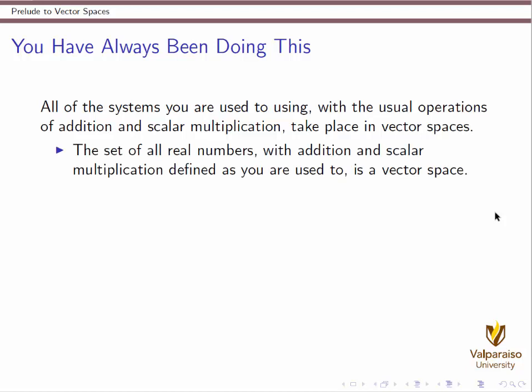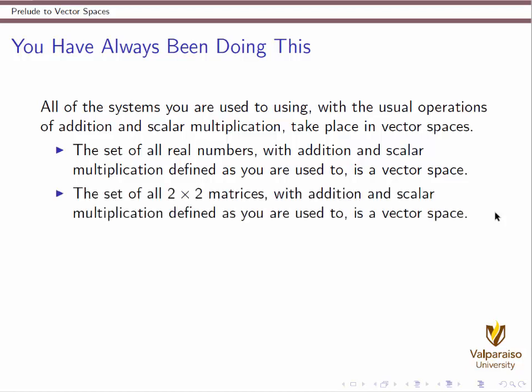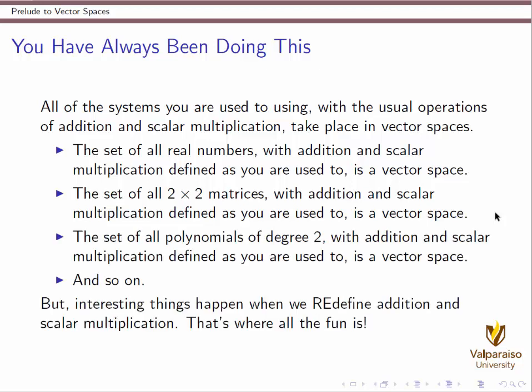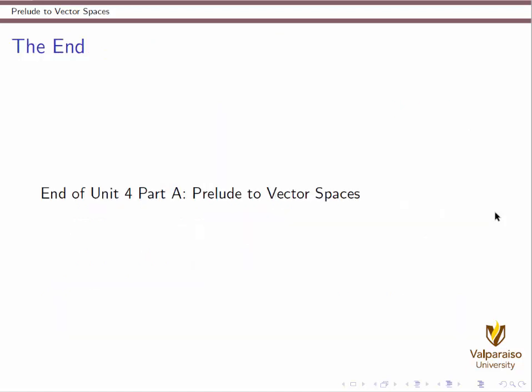But the set of all real numbers with addition and scalar multiplication defined as you're used to using them, that's a vector space. We've been talking about matrices. So for example, the set of all 2 by 2 matrices with addition and scalar multiplication as you were used to it is a vector space. Polynomials of degree 2 with the usual operations is a vector space. Okay, so we already know all this stuff. The fun things happen when we redefine the addition and the scalar multiplication, and that's what we're going to go to next.